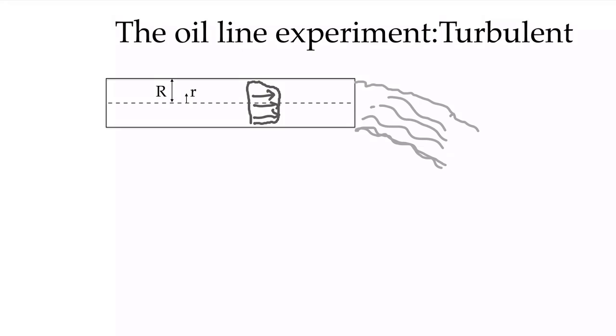So if we carefully increase the Reynolds number to 7,000 and we see the nice laminar profile, and then we insert that pin into the flow upstream, we'll immediately go to the turbulent flow solution, and we can see it very clearly in the oil line experiment.